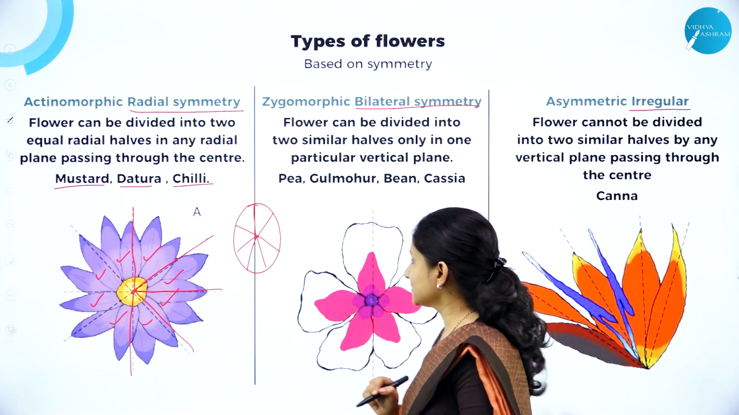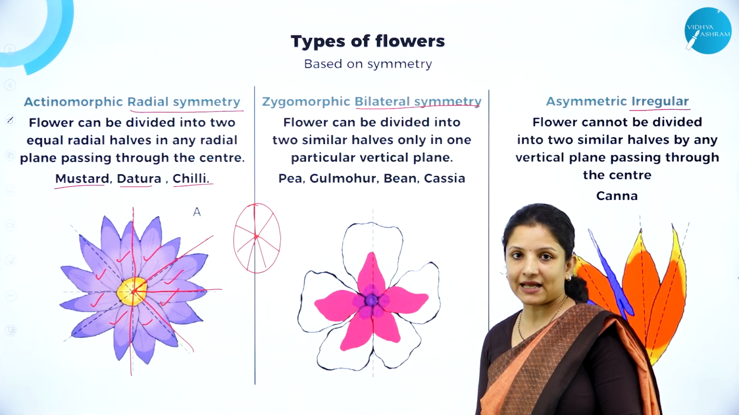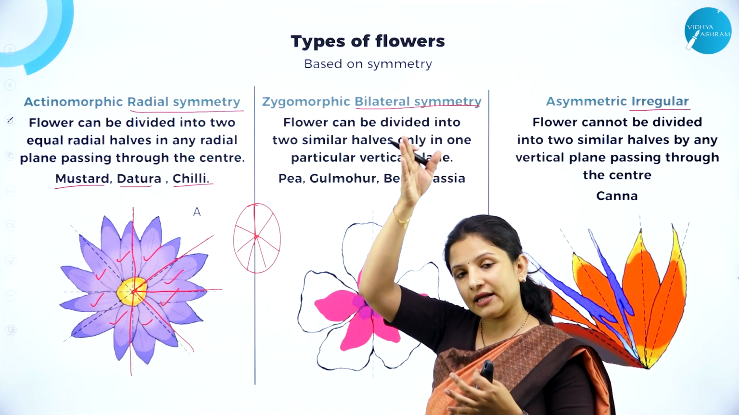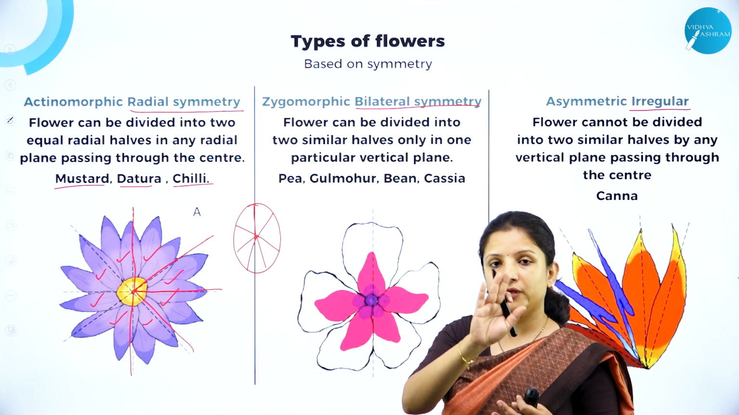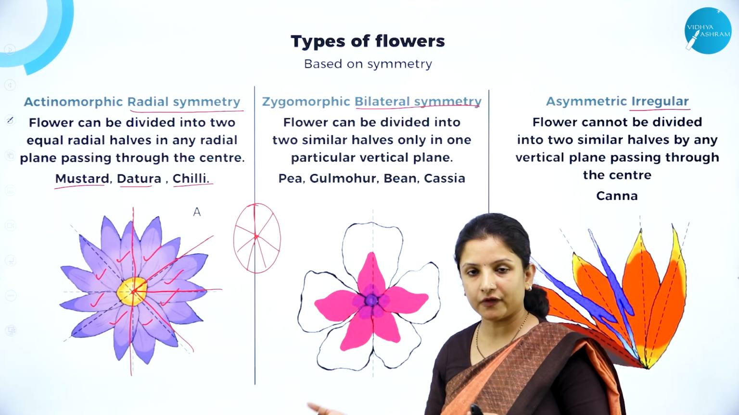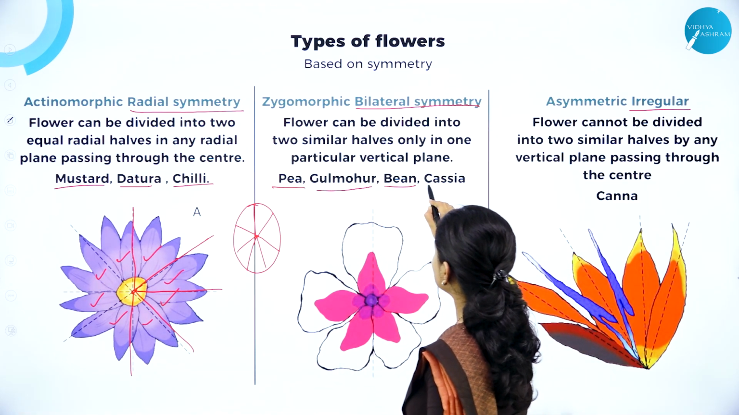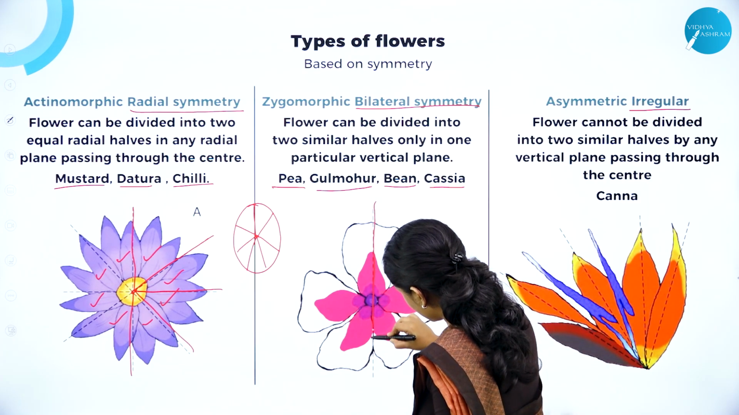That is called radial symmetry. Next, talking about bilateral symmetry. Usually the leguminous plants exhibit bilateral symmetry, wherein you draw a line exactly at the center. One half of the flower will look exactly like the mirror image of the other half. Say, for example, in pea, gulmohar, beans, cassia and all that, I draw a line exactly at the center.